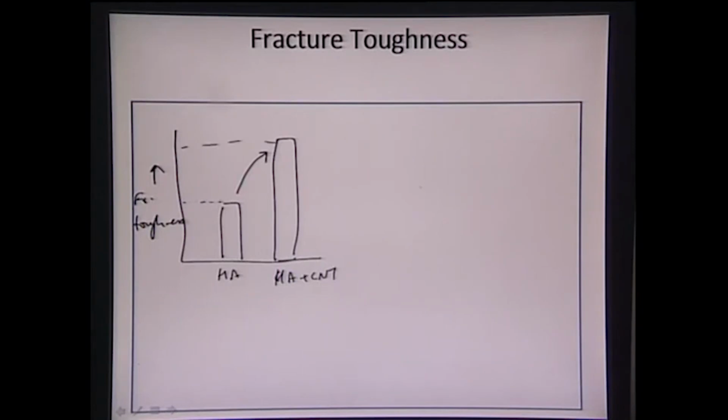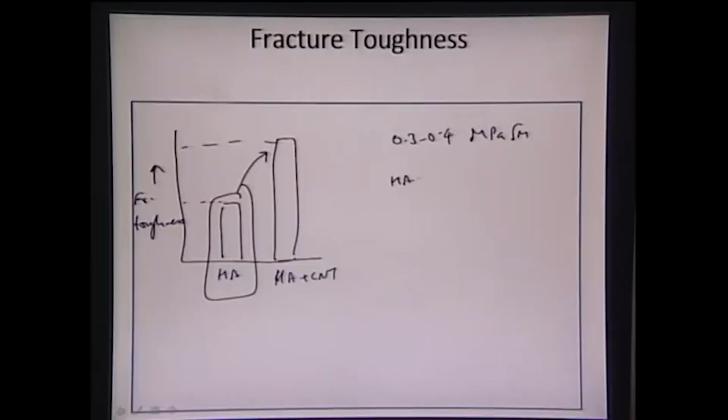And since these coatings are very porous, the fracture toughness of this hydroxyapatite coating can be on the order of around 0.3 to 0.4 megapascal root meter, because we also need these coatings to be very porous to assist with biological compatibility, so that cells can grow onto it. And with HA plus CNT, it can grow as high as around 0.6 to 0.8 megapascal root meter.